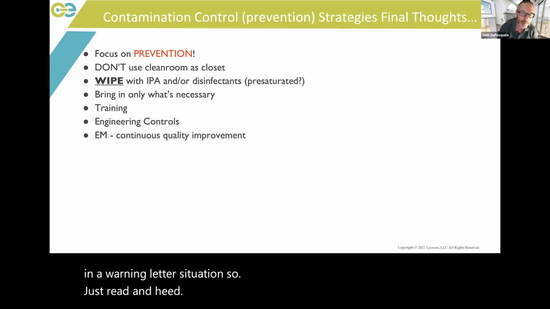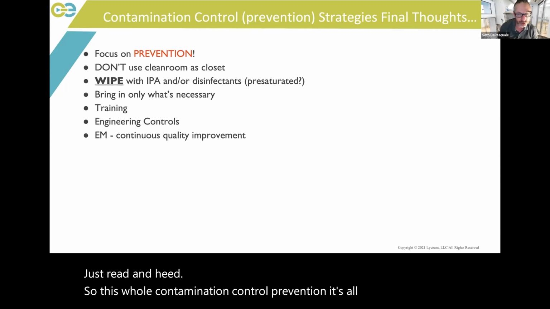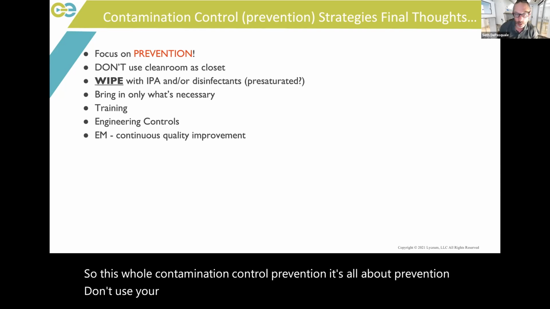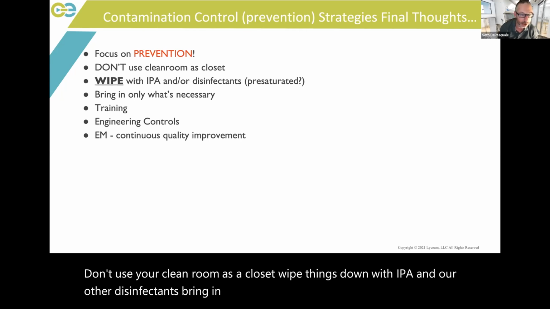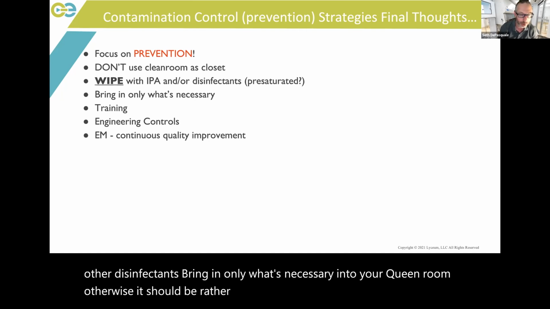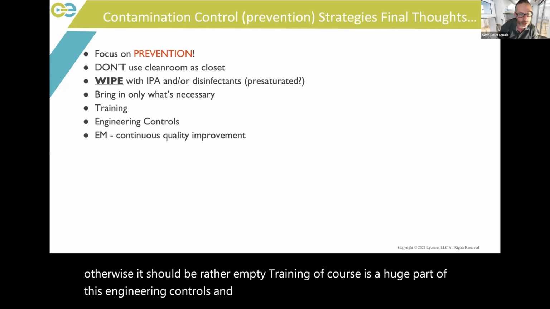So this whole contamination control prevention, it's all about prevention. Don't use your clean room as a closet. Wipe things down with IPA and/or other disinfectants. Bring in only what's necessary into your clean room. Otherwise, it should be rather empty. Training, of course, is a huge part of this. Engineering controls, and of course, environmental monitoring for continuous quality improvement.